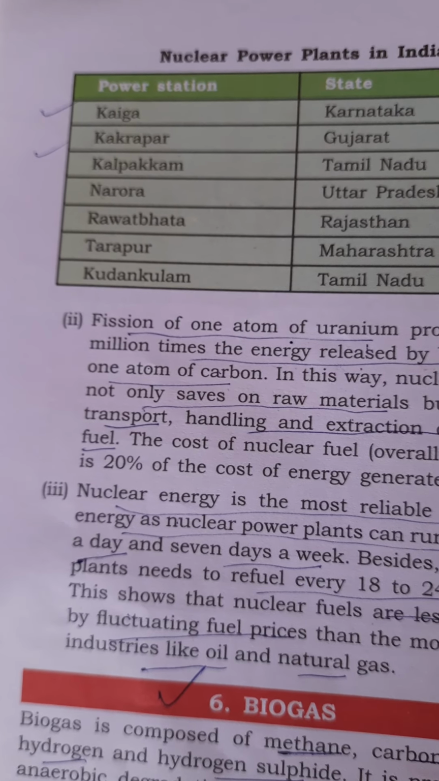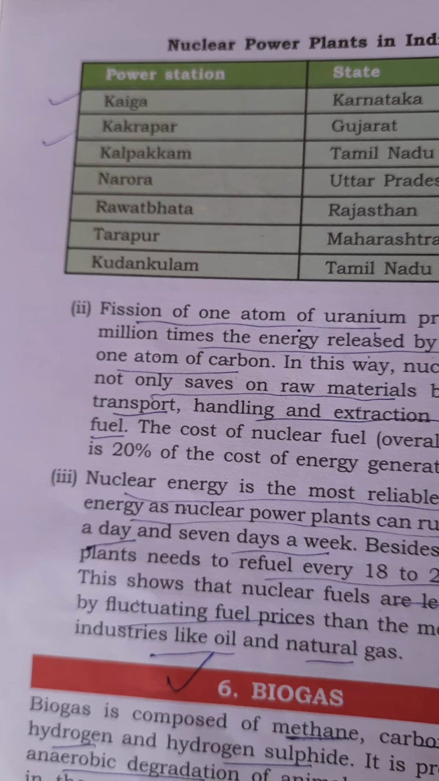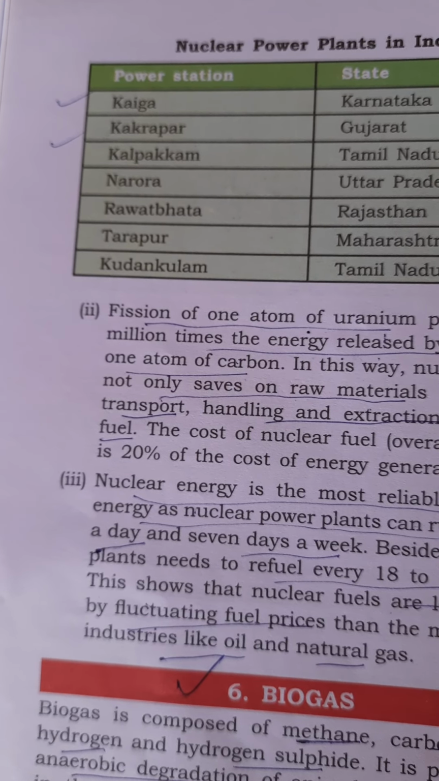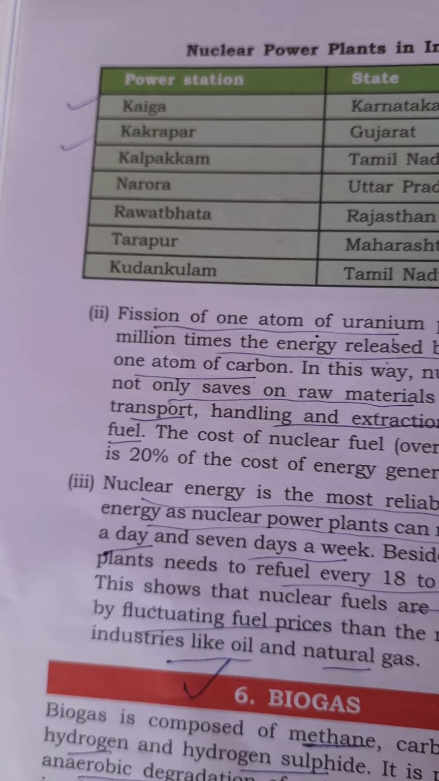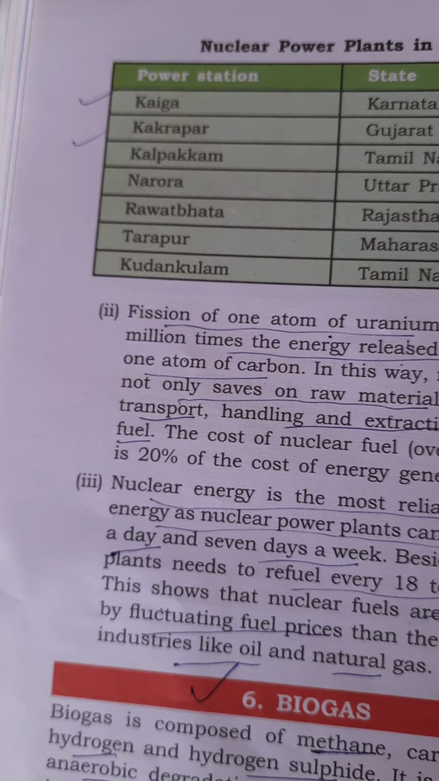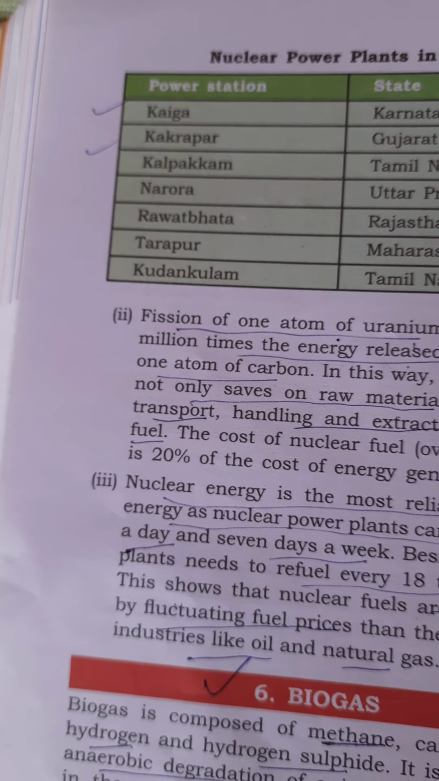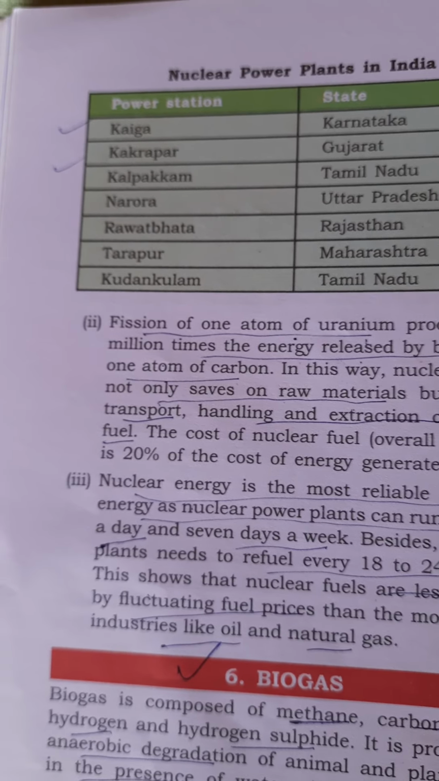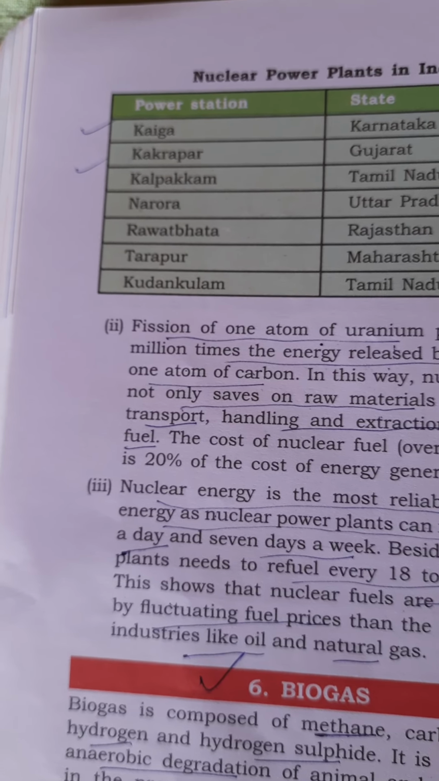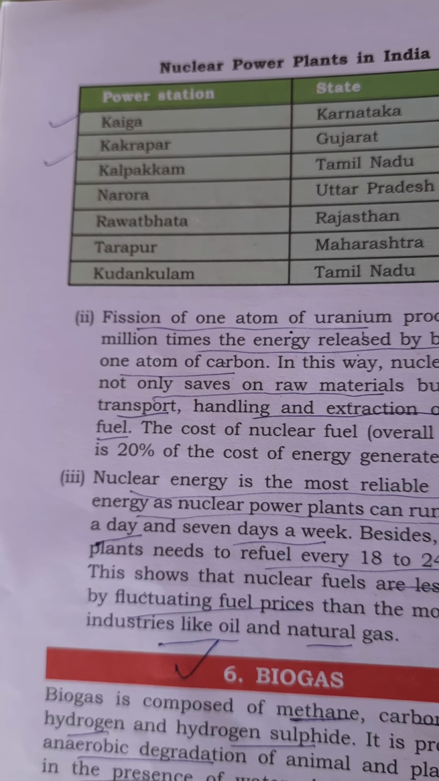In this way, nuclear energy not only saves raw materials but also saves cost in transport, handling, and extraction of nuclear fuel. Nuclear energy is also the most reliable source of energy as it can be obtained 24/7. And besides, a nuclear plant only needs to refuel every 18 to 24 months.